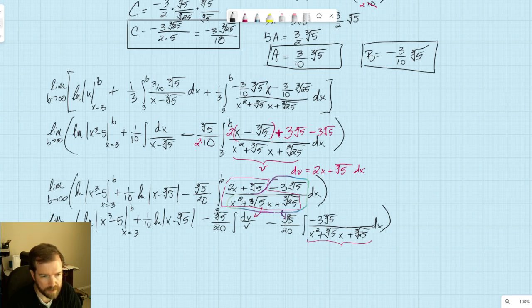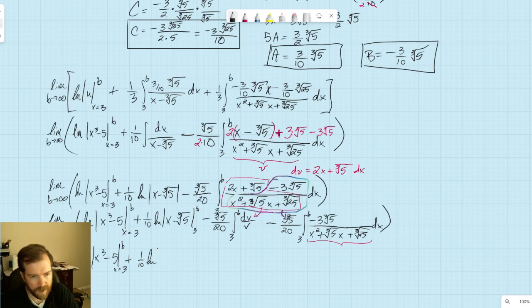All right, limit b goes to infinity of natural log absolute value x cubed minus 5. X is going from 3 to b, plus 1/10 natural log, that's also going from 3 to b. It's kind of important that you put the limits of integration on stuff. Yay. Absolute value x minus cube root of 5, 3 to b, minus cube root of 5 over 20.